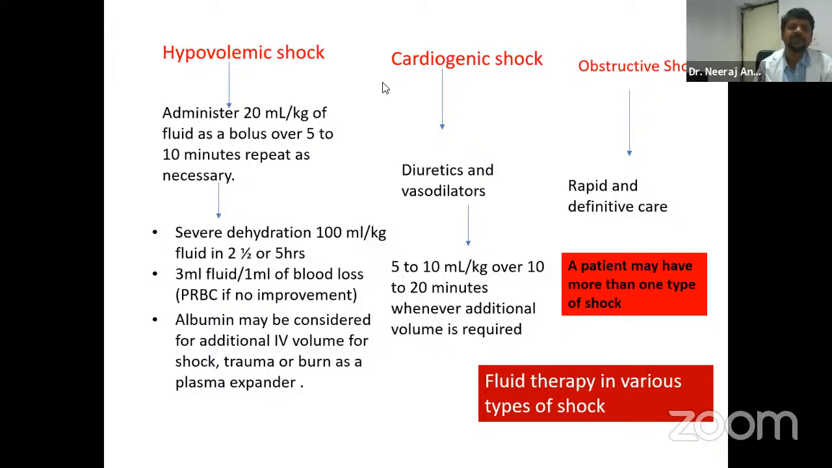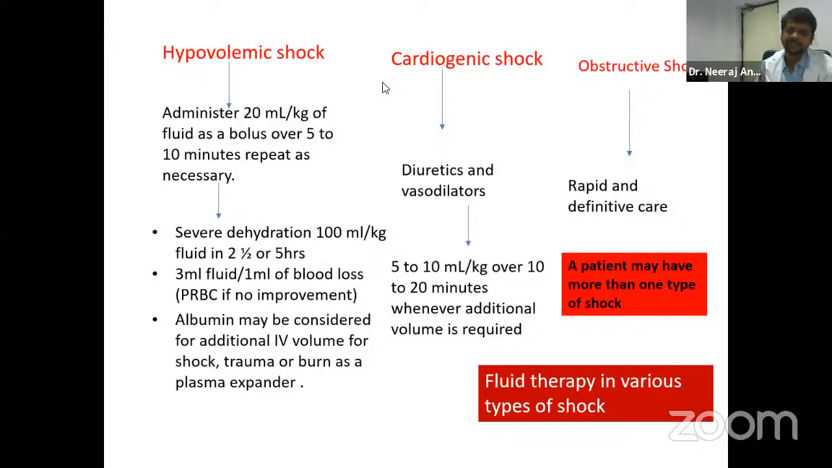If the patient has a history of blood loss, then for every 1 ml of blood loss, we have to replace 3 ml of fluid. If there is no improvement even after giving fluid, we have to consider packed blood cell transfusion. Albumin may be considered for additional IV volume infusion in case of shock, trauma, or burn patients.